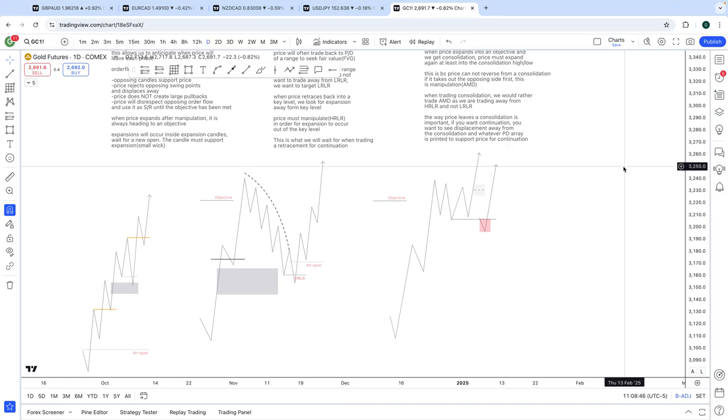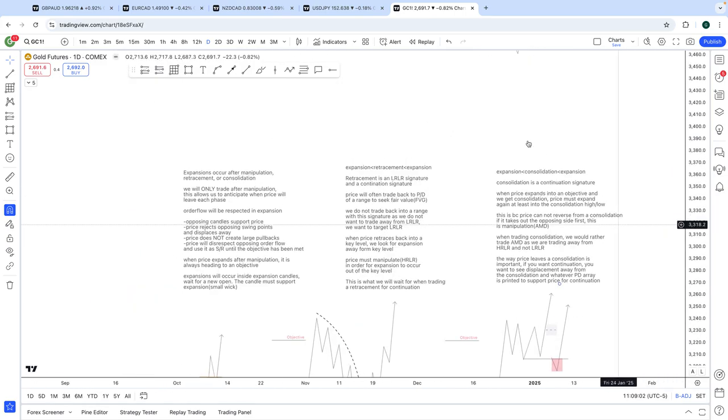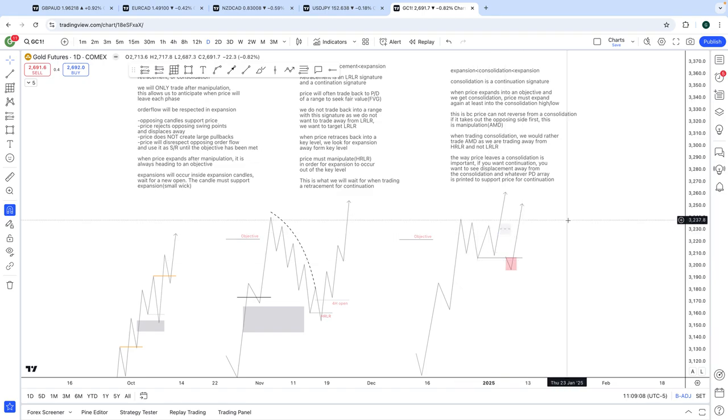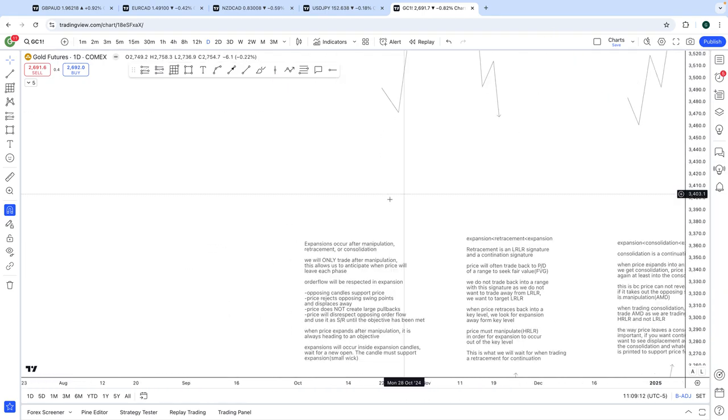Over mainly IPDA phases of price and also open, high, low, close logic, because this is essentially how I trade. And I'll try to throw in some examples. So let's start with the phases of price. There are four phases of price: expansion, retracements, consolidation, and reversal, up here, right? So we're going to cover these individually.